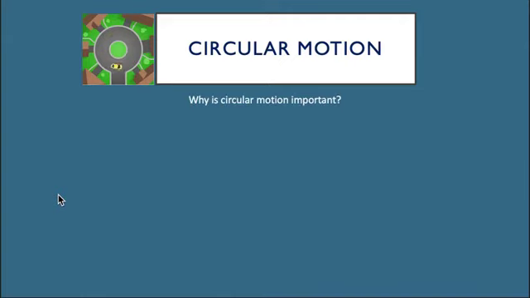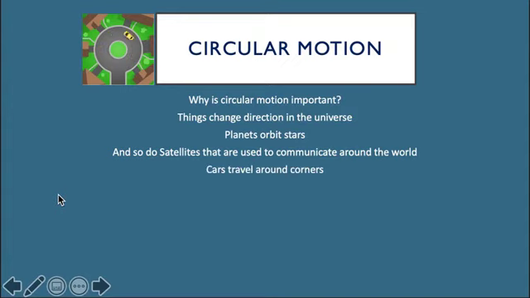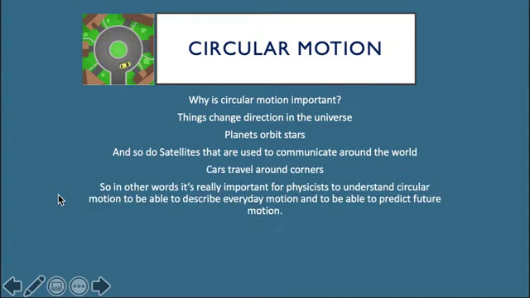So why is circular motion so important? Well, things change direction in the universe. Planets orbit stars, and so do satellites that are used to communicate around the world. Cars travel around corners. So in other words, it's really important for physicists to understand circular motion to be able to describe everyday motion and to be able to predict future motion.